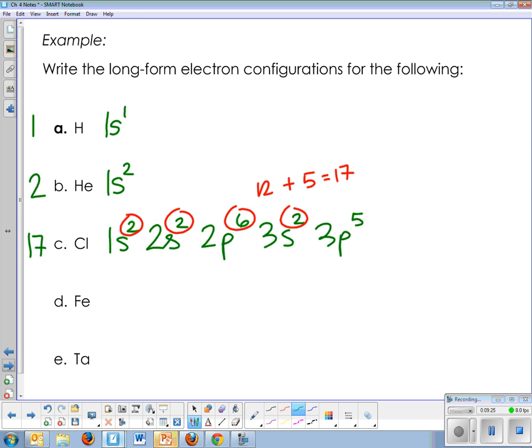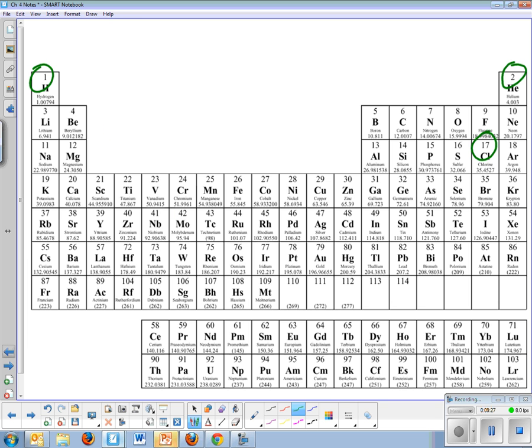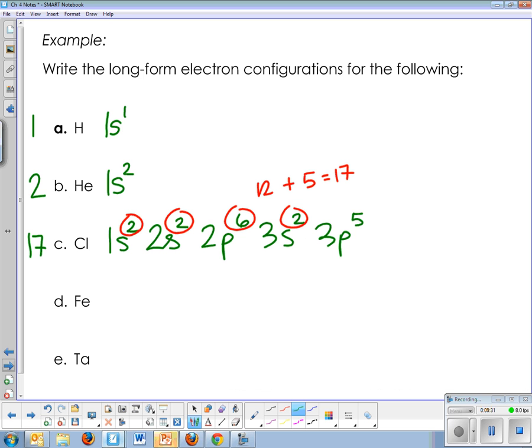Okay, let's try iron together. Iron has 26 electrons. So I'll start out at the beginning, and I can follow chlorine's for a while. So I'm going to have 2 in 1s. Oops, how many did I say? 26. Then 2 of them are going to go in 2s, 2s2. Then I'm going to go 2p6. And then we've got 3s2. And then comes 3p, and I'm going to fill it up now because I'm going past that. I have more electrons. So now I have 18. So I have to get to 26.